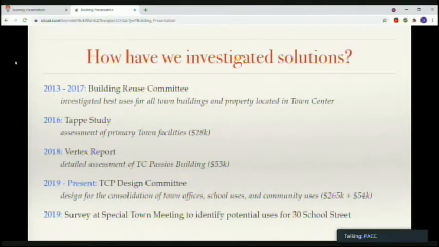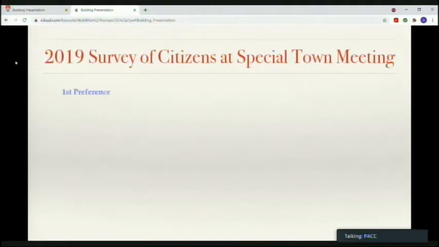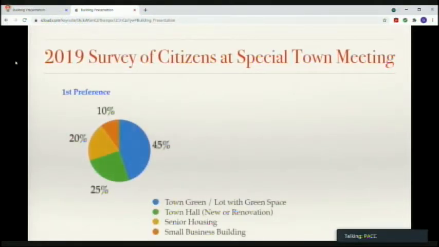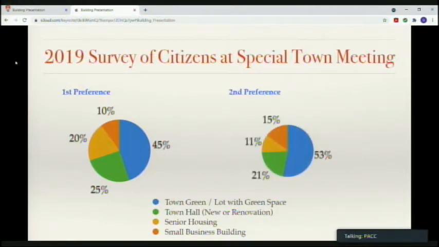In 2019, at the special town meeting, we also had a survey to help identify potential uses for 30 School Street, which is the old primary school. There were 6 options presented to residents during that time. Option 1 was a town green, option 2 a parking lot with green space. There was an option to renovate the primary school into a new town hall, or to tear it down and build a new town hall, to convert the property over to senior housing, or to convert the building over to a small business building to help promote small businesses here in town.